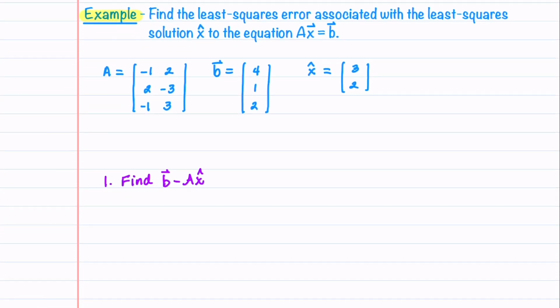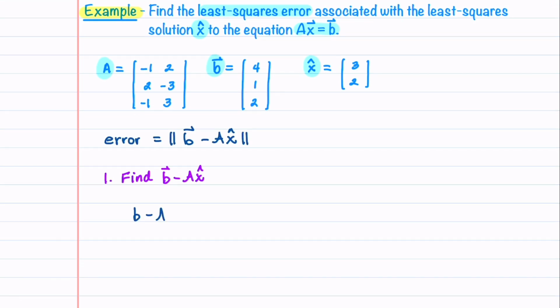Let's walk through an example where we're going to find the least squares error associated with the least squares solution, x hat, to the equation A times x is equal to b. We're given matrix A, and we're given our vector b, and we're given our least squares solution, x hat. Let's start by writing down our formula for the error. Our error is going to be the magnitude of b minus A times x hat. The first step in solving this problem is finding b minus A times x hat.